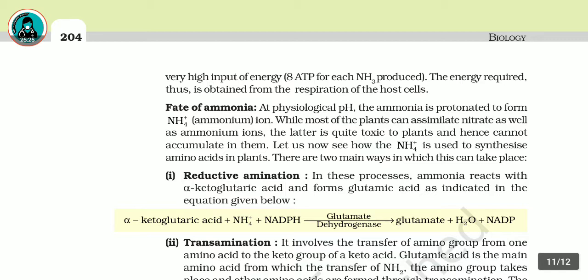Reductive amination: in this process, ammonia reacts with alpha ketoglutaric acid and forms glutamic acid as indicated in the equation given below. Alpha ketoglutaric acid plus NH4+ plus NADPH, with glutamate dehydrogenase, gives glutamate plus water plus NADP.